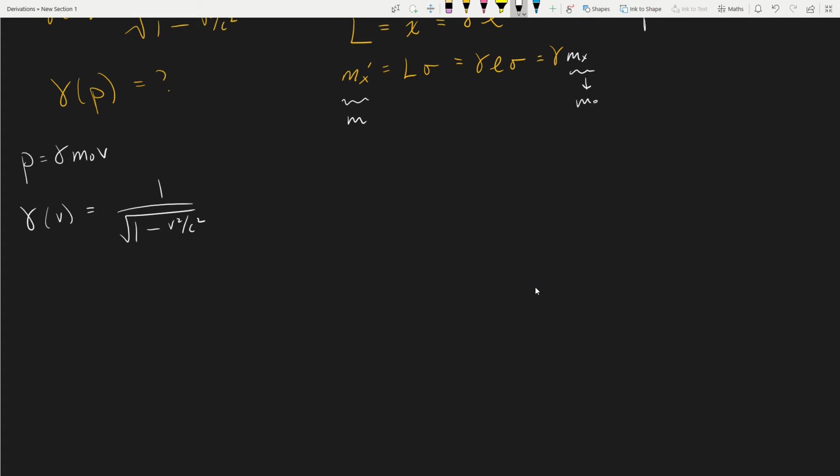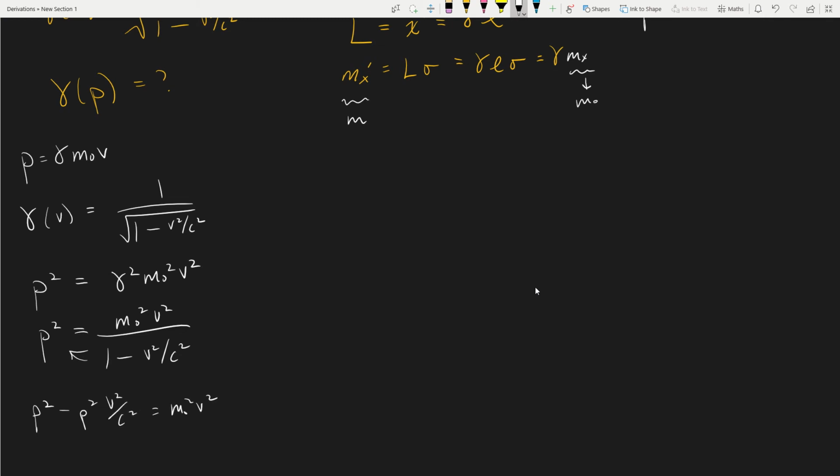Okay, so we're going to first square P, and you get gamma squared m naught squared v squared, and that gives you m naught squared v squared all over 1 minus v squared over c squared. We're going to bring the denominator up top there, and we're going to get p squared minus p squared times v squared over c squared equals m naught squared v squared. All right, let's bring all of the v squareds together. So we get p squared equals v squared outside of m naught squared plus p squared over c squared.